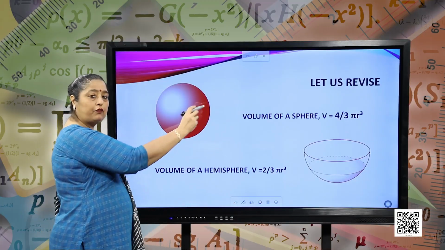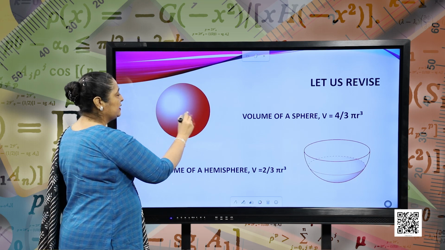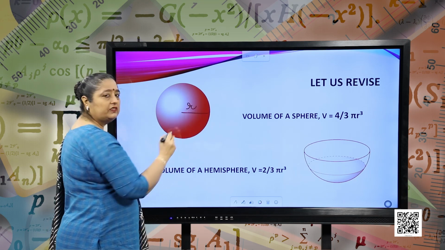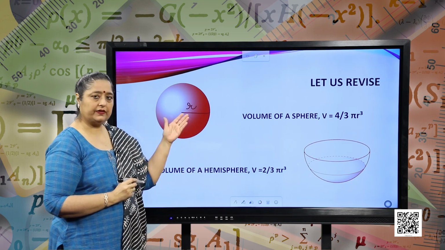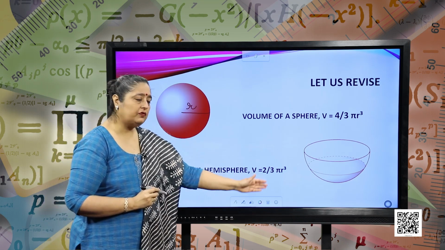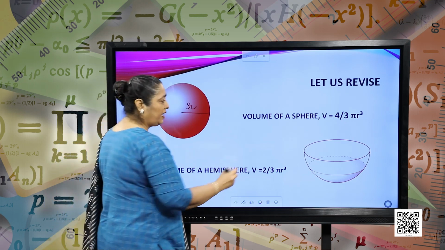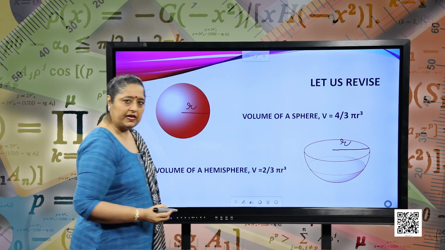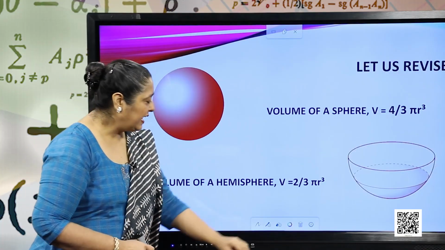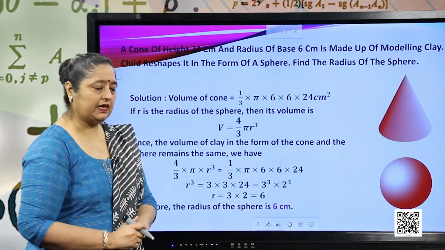So, moving forward, we have the volume of a sphere. It is given by 4 by 3 pi r cube. This is the radius of the sphere. And what is the volume of a hemisphere? It is half of the sphere. So, it is 2 by 3 pi r cube and r is again the radius of the hemisphere. So, let us move forward and see the application of these formulas.